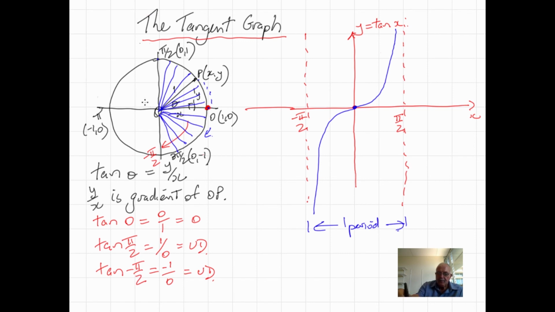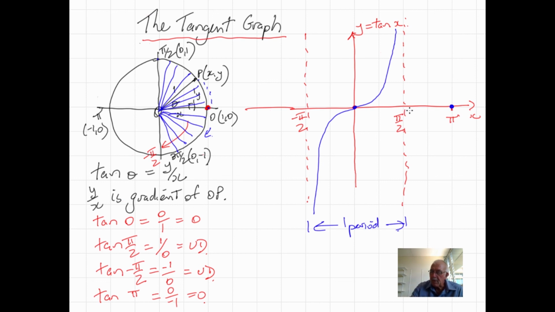What happens over here? We know it's undefined at pi on 2. Let's have a look at pi. So we've got the tan of pi is equal to the y coordinate 0 over negative 1, which will be equal to 0. So at pi, so that's pi on 2, pi, we know that tan of pi is equal to 0, so that's going to be a point on the graph.